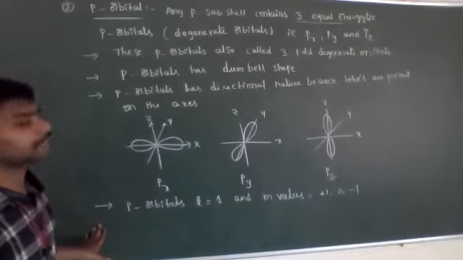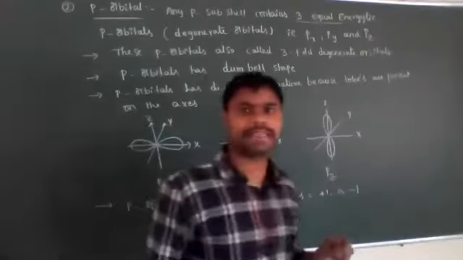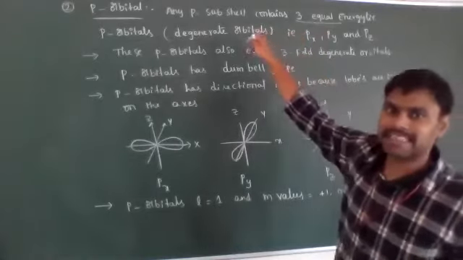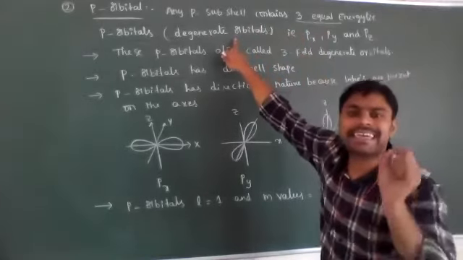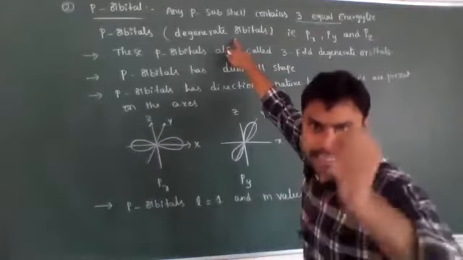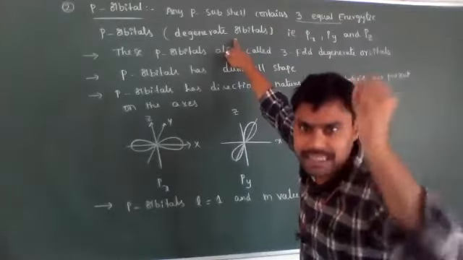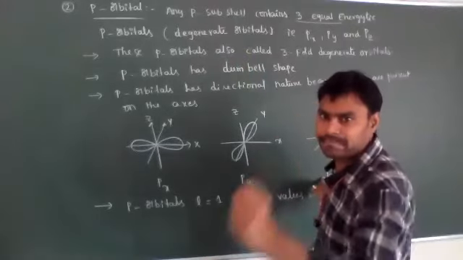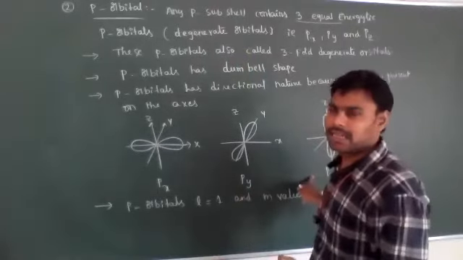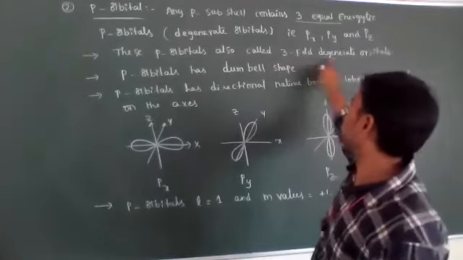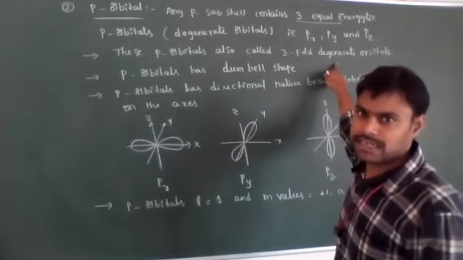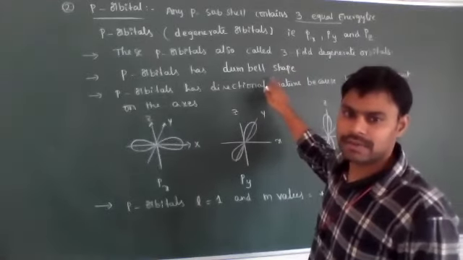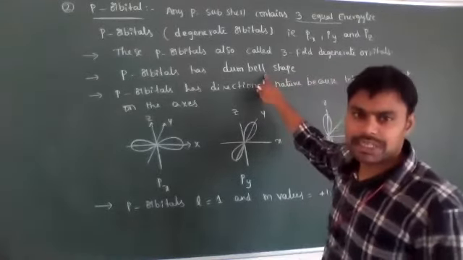So this is the information related to p orbitals. Any p subshell contains 3 equal-energy p orbitals. Those equal-energy orbitals are called degenerate orbitals. Degeneracy means orbitals having the same energy. Px, py and pz in any p subshell have the same energy. That's why it is called threefold degenerate orbitals. The shape of the p orbitals is a dumbbell shape.